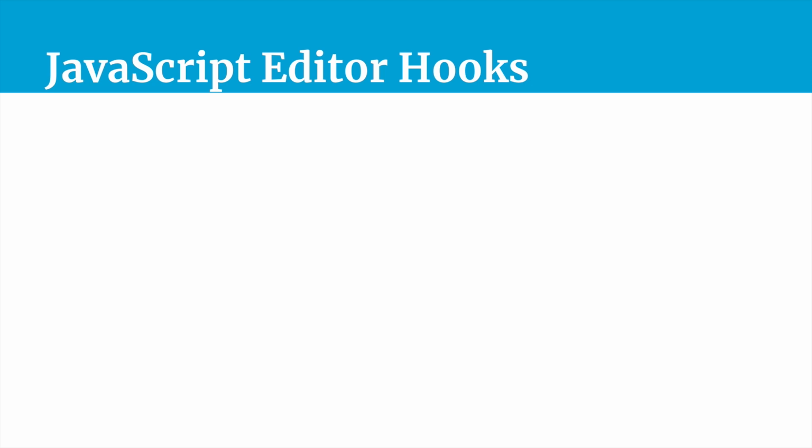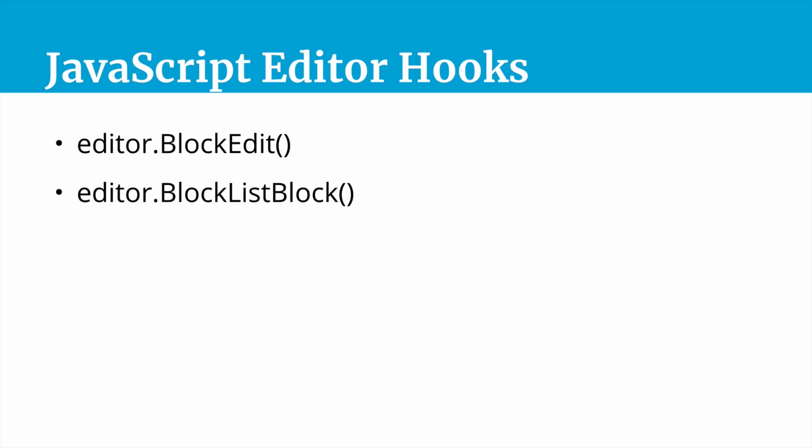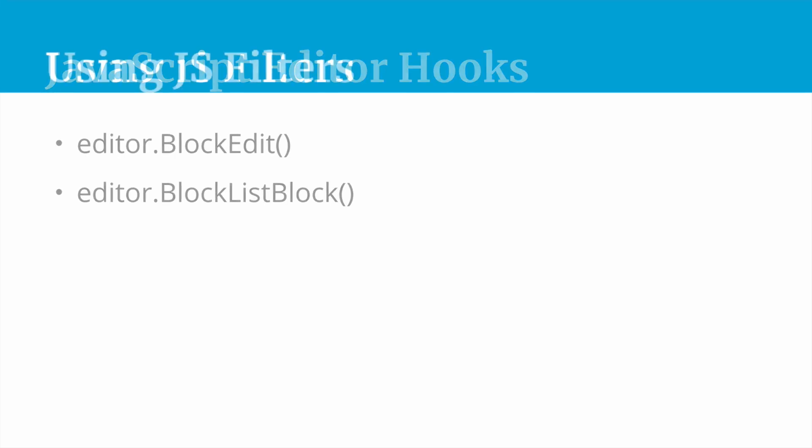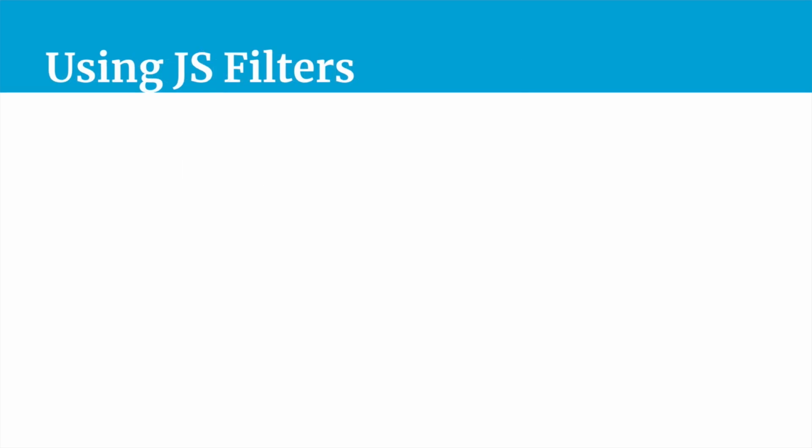Now, in addition to block hooks, we also have editor hooks. Things like editor.BlockEdit will let us modify the actual edit call for a specific block, and editor.BlockListBlock will let us modify the wrapper that blocks appear inside the editor. Down the road, we'll see more and more hooks come into WordPress. Some of them may be block hooks, some of them may be editor hooks, and we'll probably begin to see others over time. So let's turn our attention now to looking at how to set up our filters.